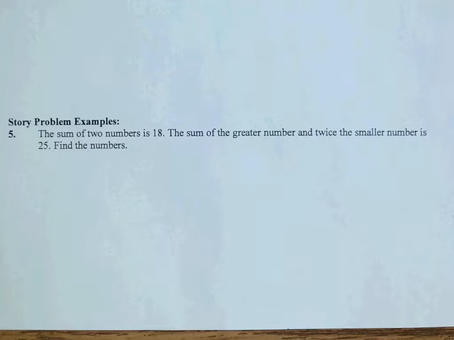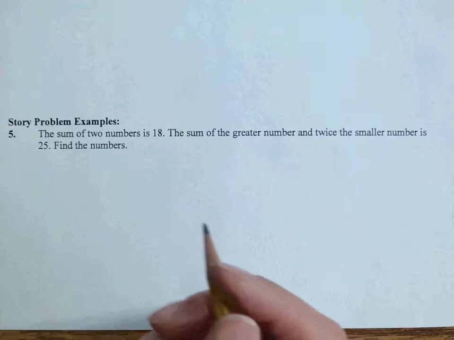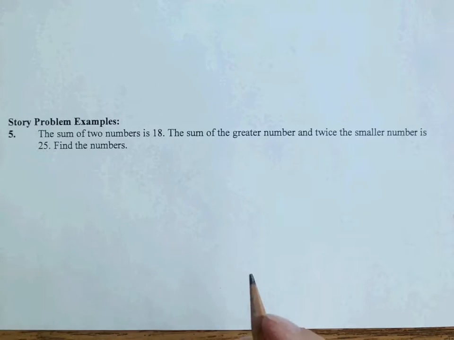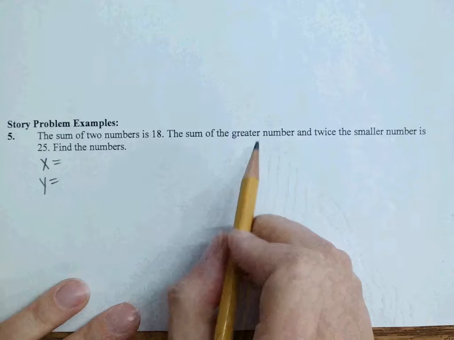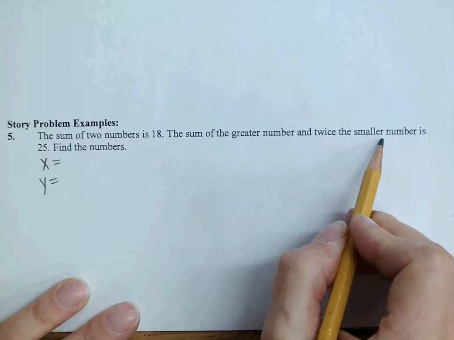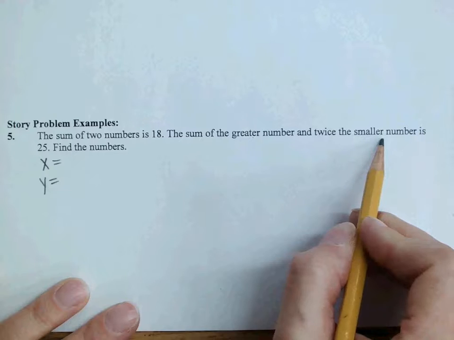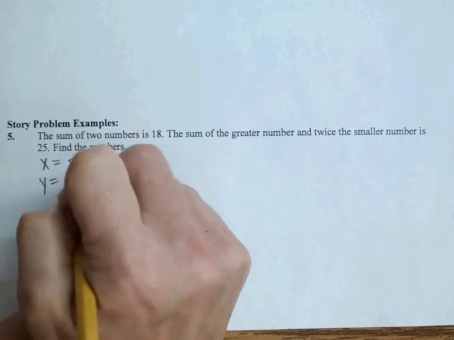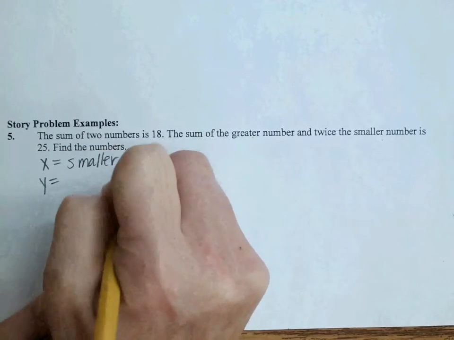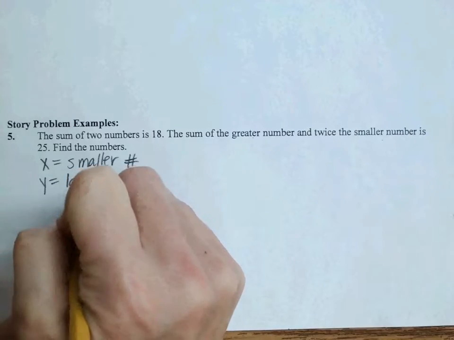For problem number 5, I have: the sum of two numbers is 18. The sum of the greater number and twice the smaller number is 25. Find the numbers. The first thing we're going to do is label our variables. I'm going to use x and y. They talk about a greater number and a smaller number, so those are the two things I'm going to compare. It doesn't matter which one, just assign one of them as larger and smaller. I'm going to do x is the smaller number, y is my larger number.